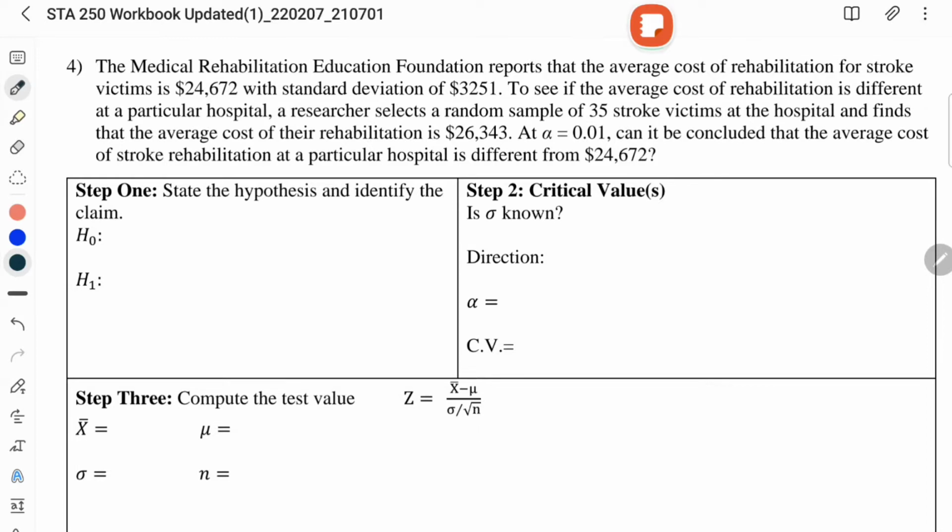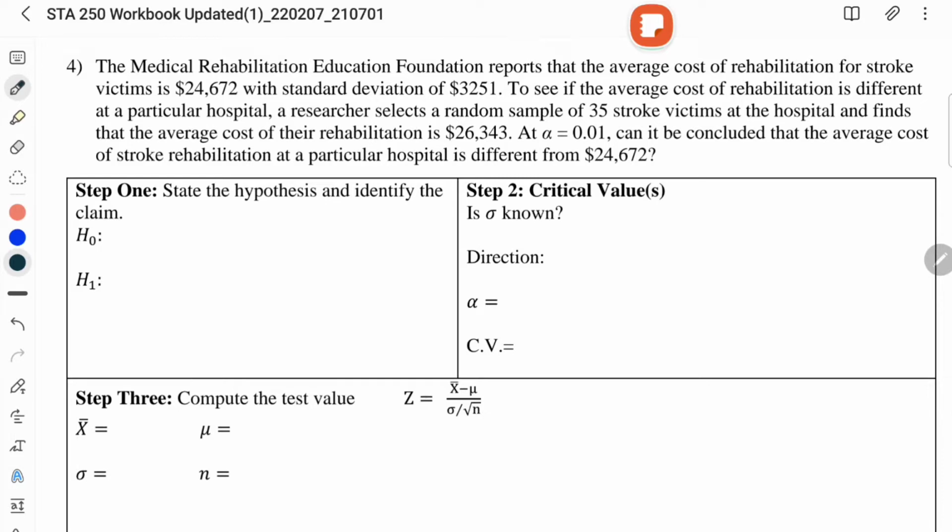At the alpha level of 0.01, which means we are allowing a maximum of 1% of type 1 error, can it be concluded that the average cost of stroke rehabilitation at a particular hospital is different from $24,672? Step number 1 says state the hypothesis and identify the claim.